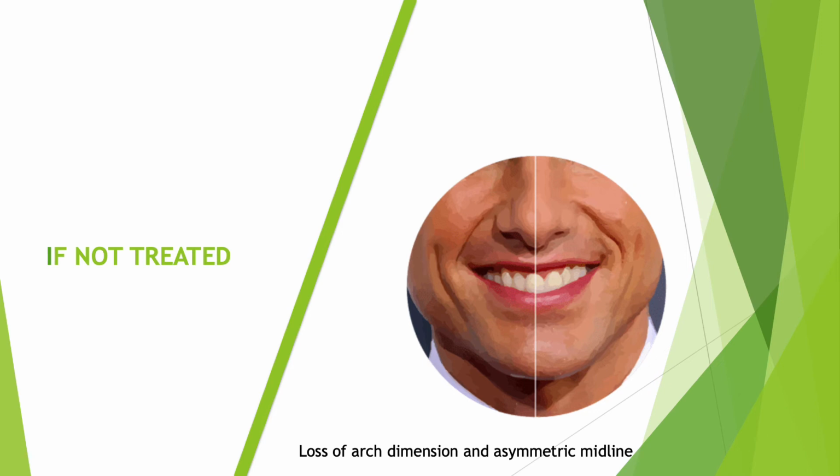That means the arch space will be lost, obviously, because in crossbite the tooth positioning is not normal, it's crowded. So the space is going to get lost, and also the midline symmetry will be lost, and you will have an asymmetric midline.